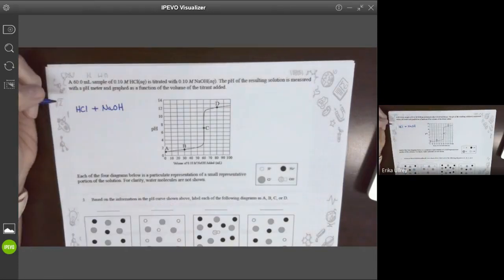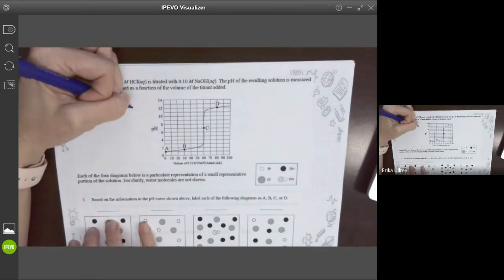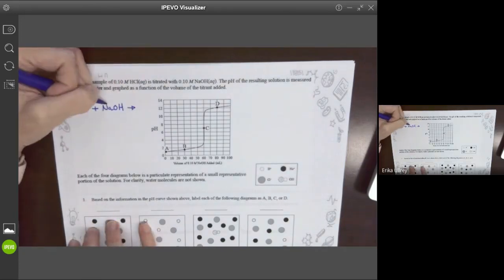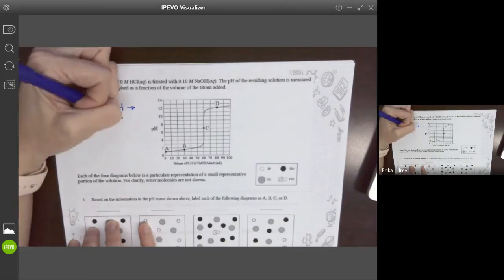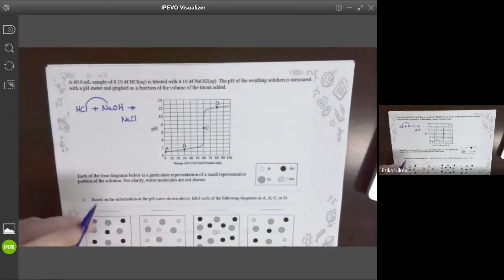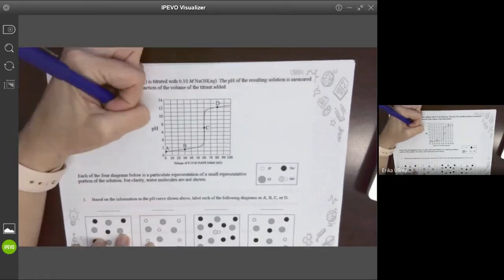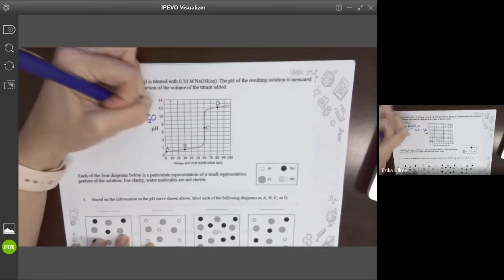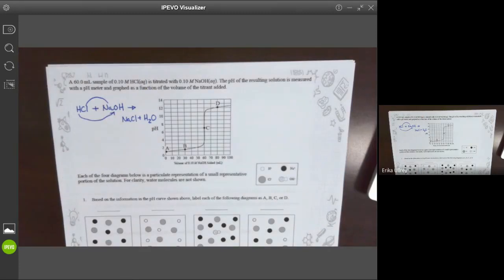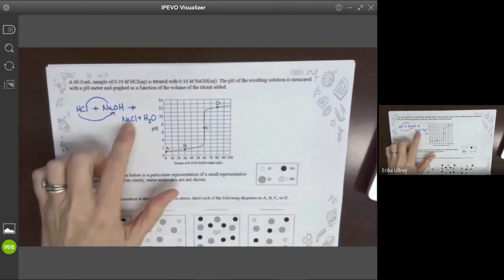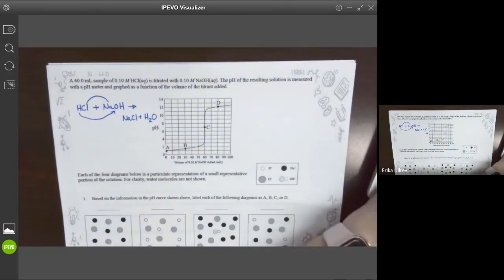Keep in mind when these react, the Na and the Cl are going to go together to make NaCl. And then the H and the OH are going to get together to make H2O. So when you add a strong acid and a strong base together, equal moles of them, you literally make salt water. So we're going to get NaCl created.